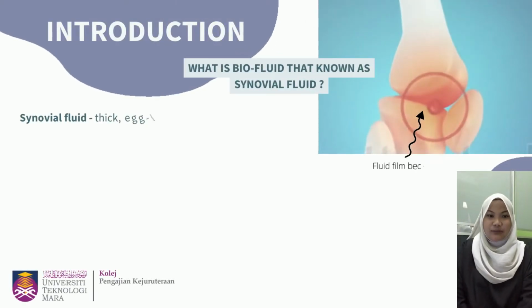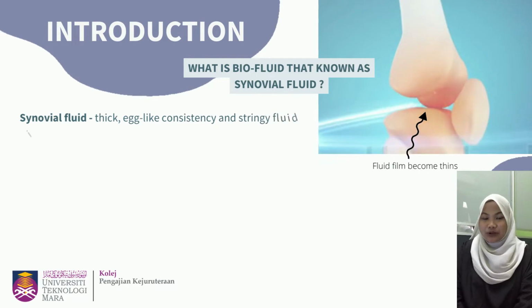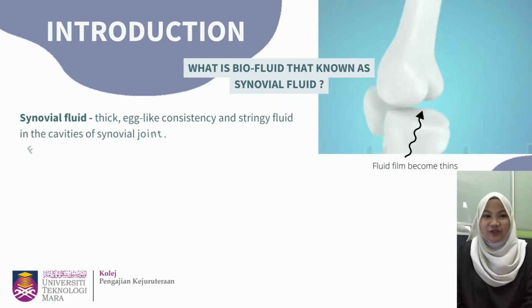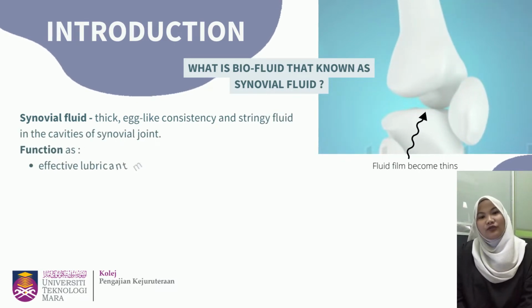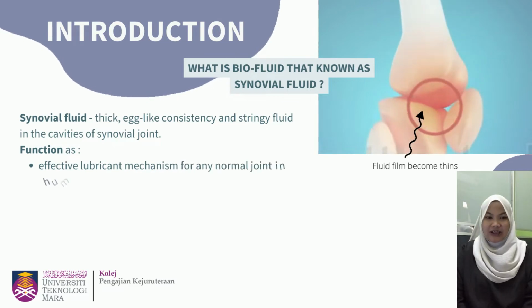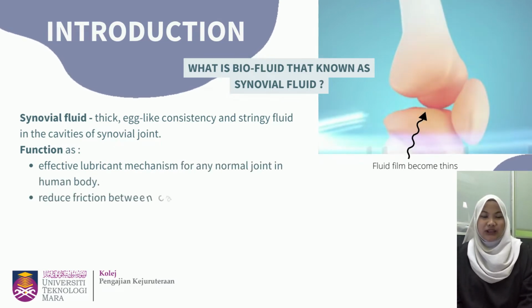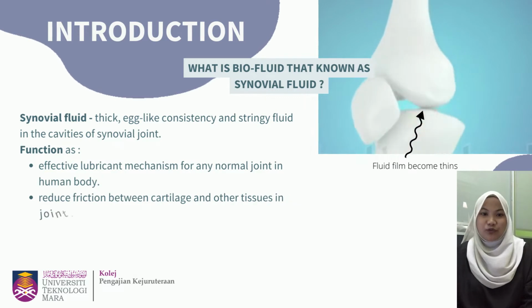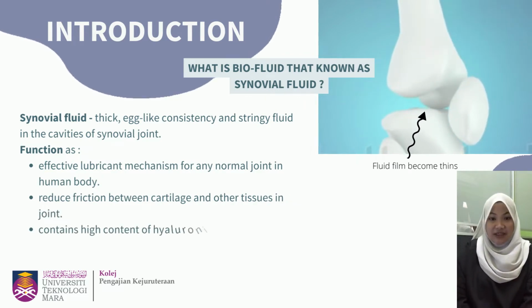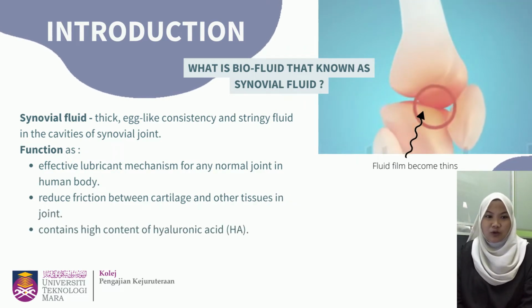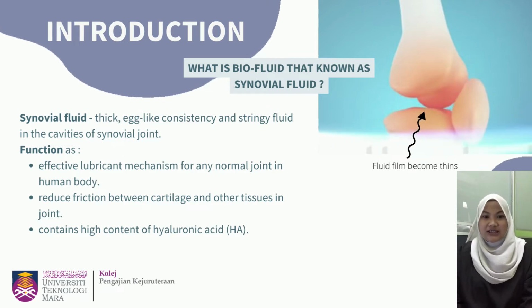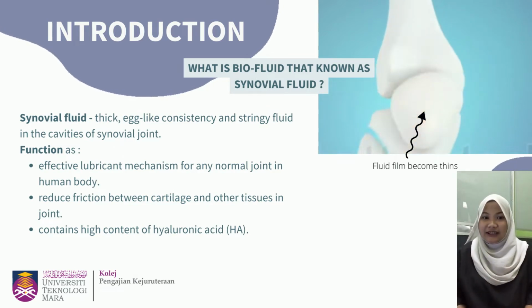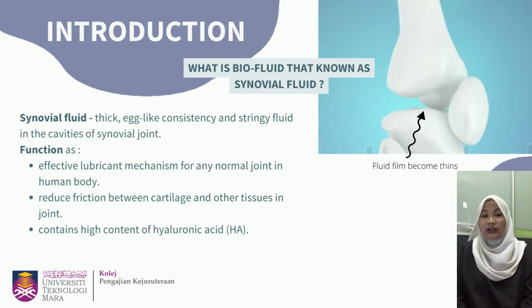Firstly, in introduction part, we will talk about biofluid. What is biofluid that known as synovial fluid? Synovial fluid is found as a thick, egg-like consistency and stringy fluid in cavities of synovial joints. Synovial fluid functions as an effective lubrication mechanism for any normal joint in the human body, such as hip, shoulder, and knee. But in this study, we will focus on knee.